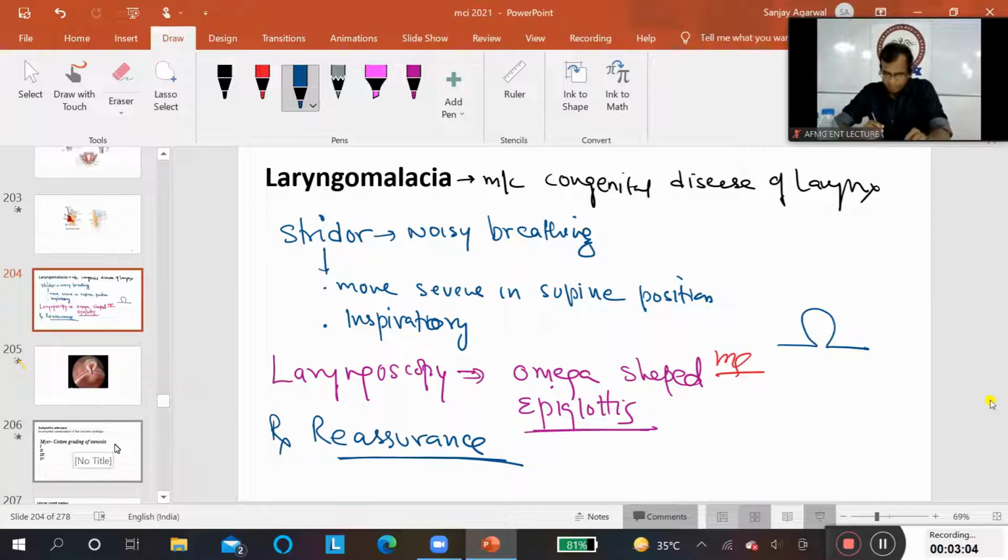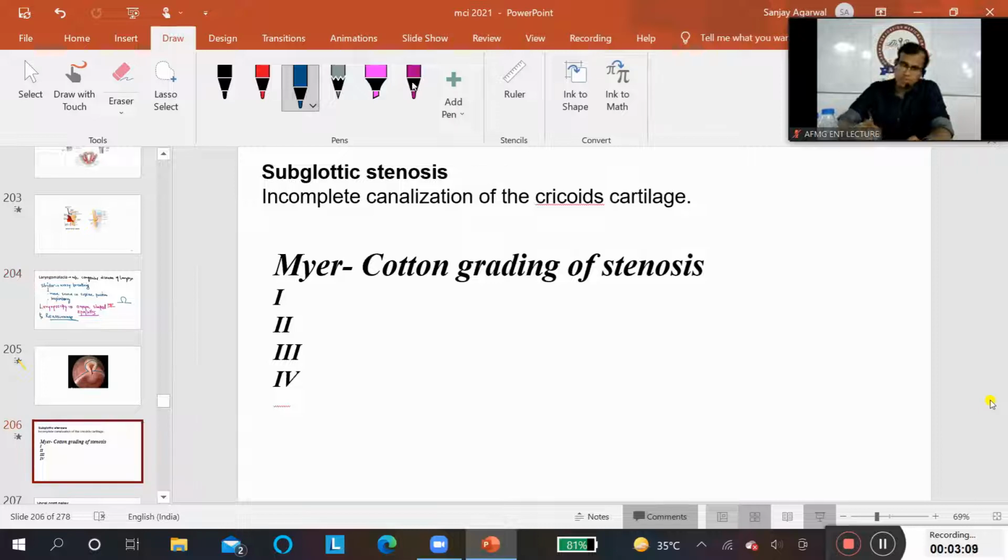There is one more name that you remember in congenital, and this is about subglottic stenosis. Stenosis of the subglottic area. This is also a congenital disease. This is not only congenital, it can happen due to other conditions, but congenital is one of the causes. You don't have to remember that line about canalization, incomplete canalization and all that. That is not important. So just ignore that. What is important is this name.